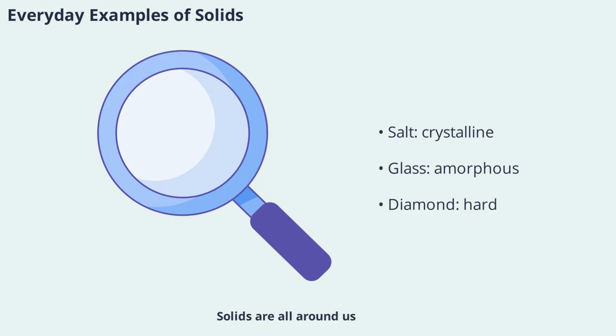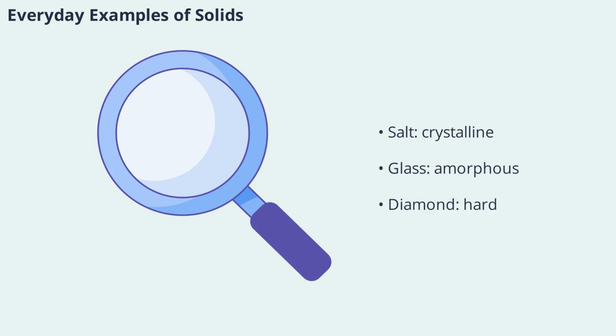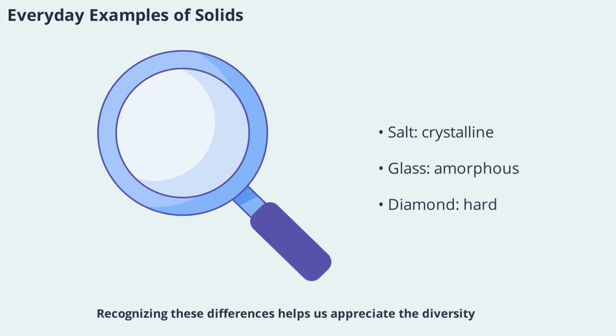Solids are all around us, from the salt we sprinkle on our food to the glass in our windows. Each solid has unique properties based on its structure and composition. For example, diamonds are incredibly hard due to their strong crystal lattice, while rubber is flexible because of its amorphous structure. Recognizing these differences helps us appreciate the diversity and utility of materials in our daily lives.